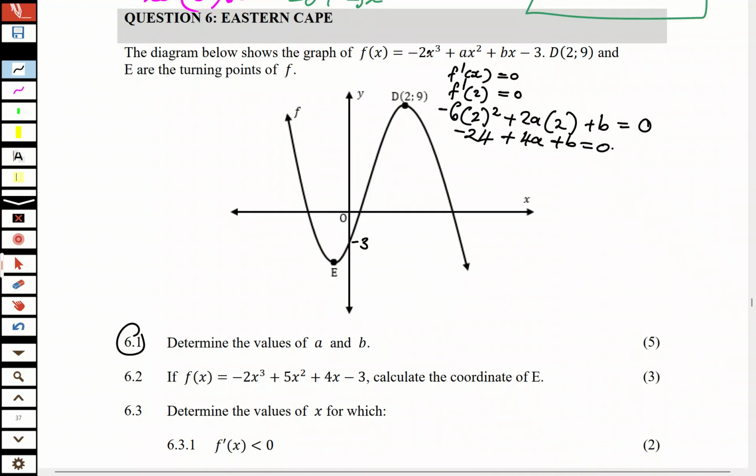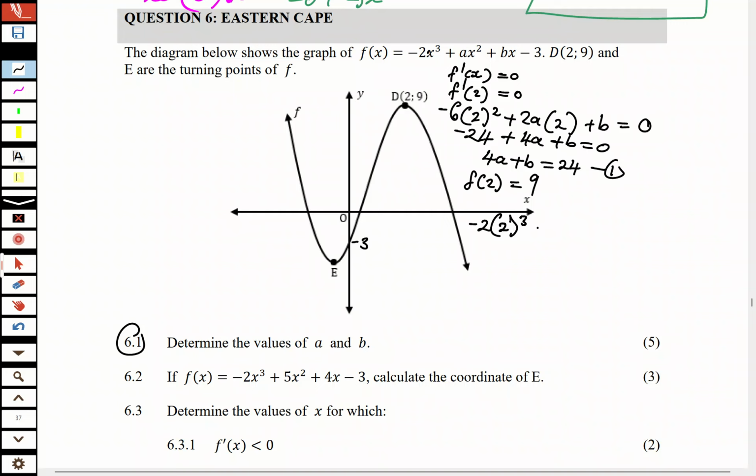Let's say this is your equation 1. Let me just say 4a plus b. It is simply positive 24. This is your equation 1. To find equation 2, realize that this D is also a point on your curve. So you're going to say f at 2 gave you 9. So now f at 2 is going to be what? We are simultaneously replacing 2 in the place of x.